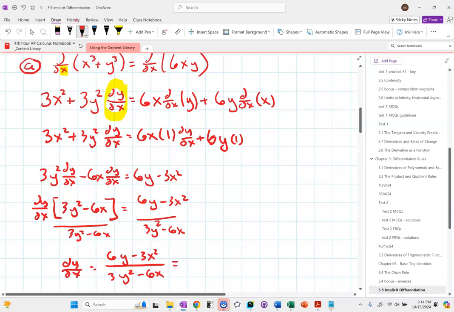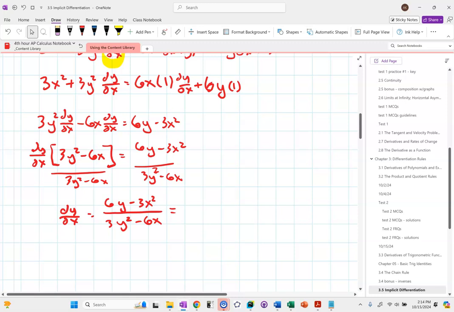Okay. You might notice that, hey, I can reduce that a little bit, right? Because everybody see a greatest common factor of 3 in the top and bottom. Not necessary that you do that, but anytime it makes the numbers a little smaller, I'm in favor.